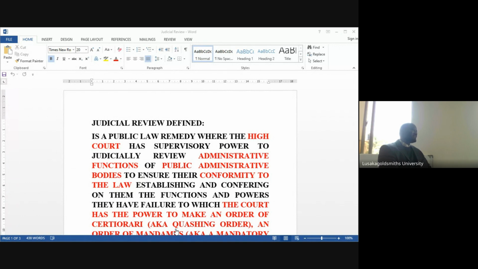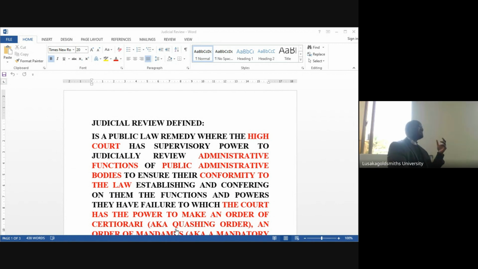Now, this term, procedural impropriety, is basically drawn from two terms. The first term, of course, is procedure, and then the other term is improper, meaning it is looking at now the procedure as followed by a body when arriving at its decision.